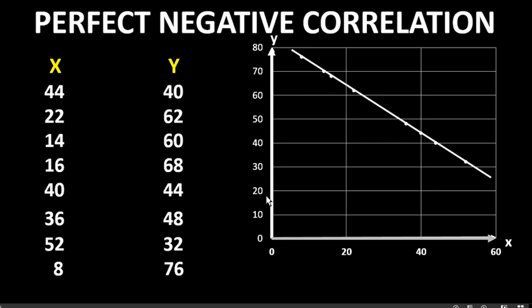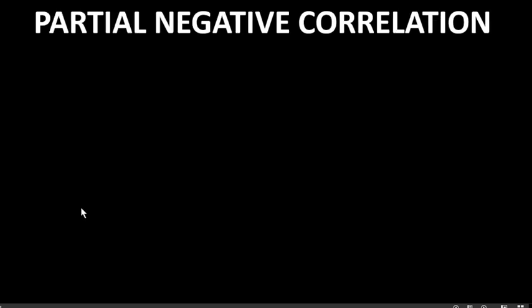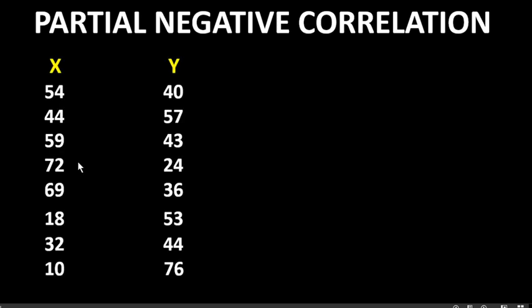And to define this type of correlation on the basis of the scatter diagram, we can say that if all the points of the scatter diagram lie on the straight line that is going upper left from lower right, then there is perfect negative correlation between two variables, and in such a case the value of r will always be equal to -1. Now we see the last type of the correlation, that is partial negative correlation.